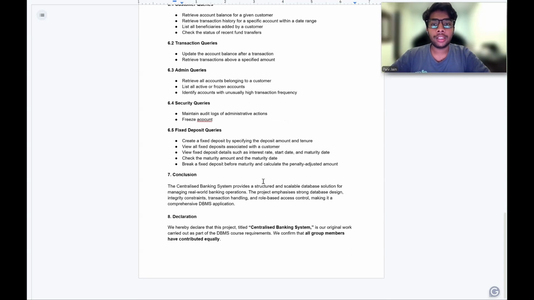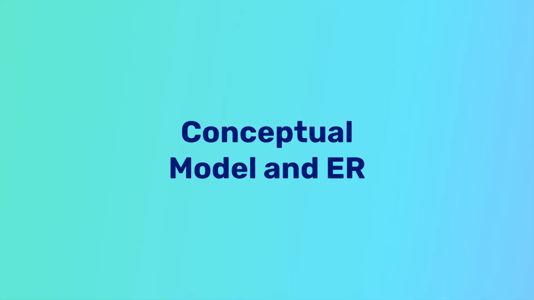Admin queries retrieve all accounts belonging to a customer, list all active and frozen accounts, and identify accounts with unusually high transaction frequency. Security queries maintain audit logs of administrative actions, such as freezing accounts. The fixed deposit queries break a fixed deposit before maturity and calculate the penalty-adjusted amount, check the maturity amount and the maturity date, and view all fixed deposits associated with a customer. The conclusion: the centralized banking system provides a structured and scalable database solution for managing real-world banking operations.